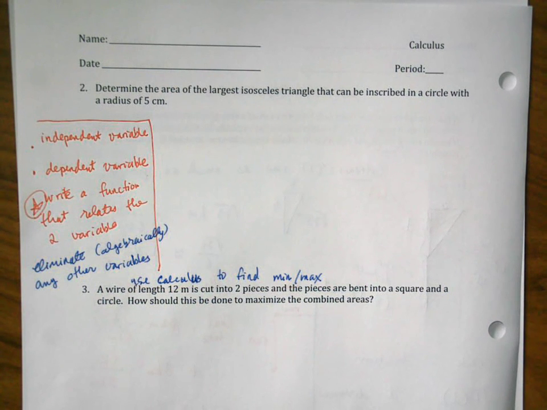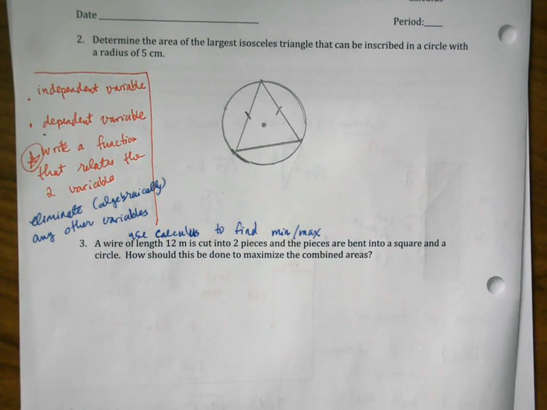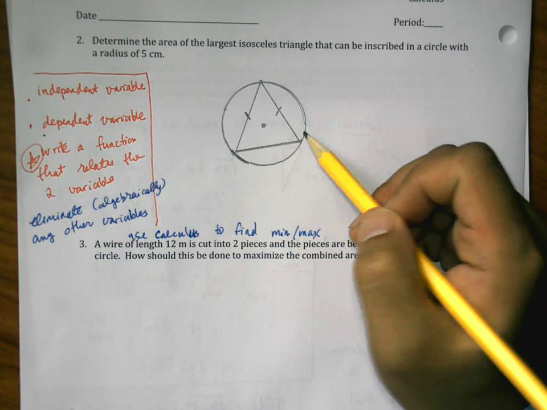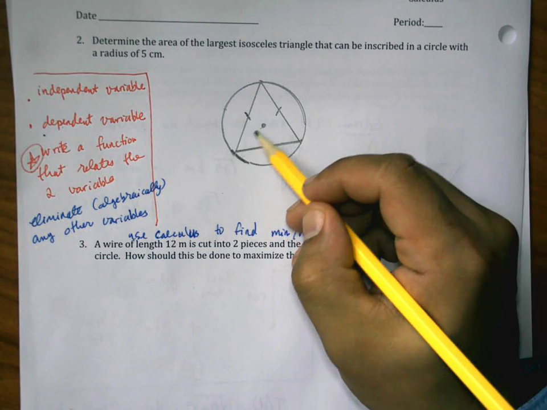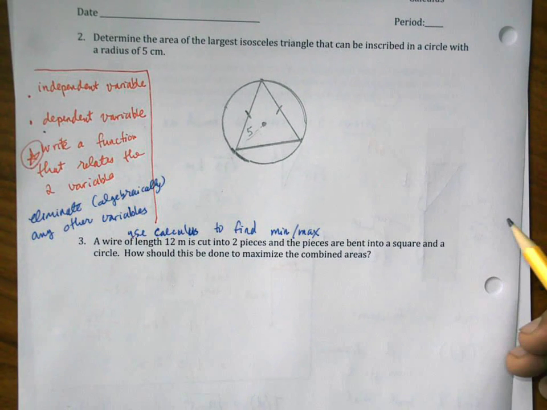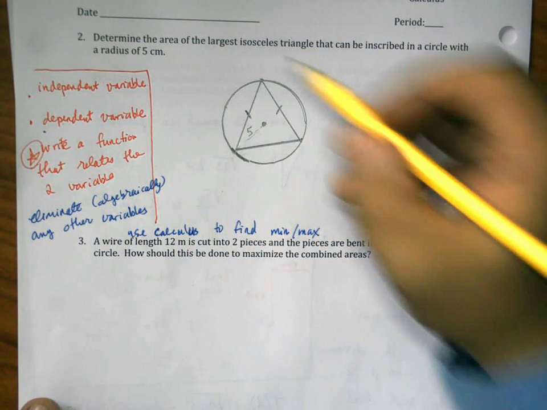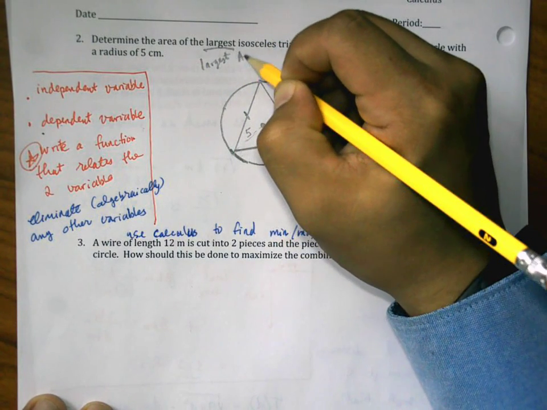Determine the area of the largest isosceles triangle that can be inscribed in a circle with a radius of 5. Okay, so we start with a nice solid picture. This is my perfectly drawn or imperfectly drawn circle with an isosceles triangle inside of it, and we can say that this radius here is going to equal 5. And we want to somehow figure out what is the largest isosceles triangle that can be drawn in this. And I should say, largest means largest area.